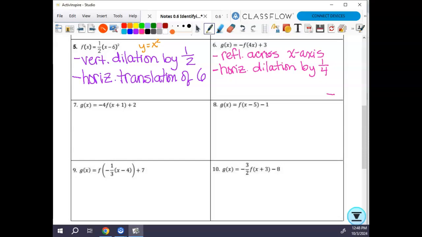Does the 3 affect X or Y? Y. So this is a vertical translation of 3. Everybody with me? Yes? All right. So then we have 7 here. That negative does what? Reflection across what? What do you think that negative means I reflect across? X-axis. Good.